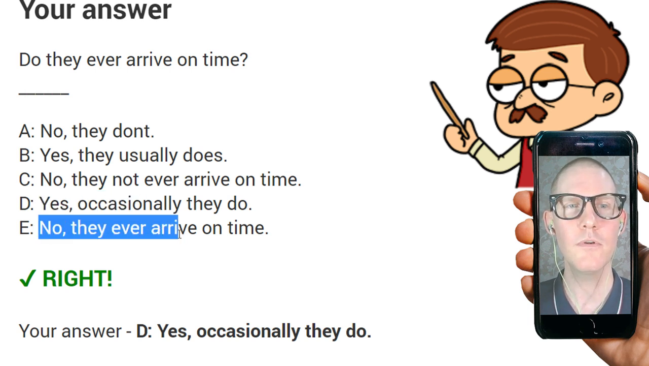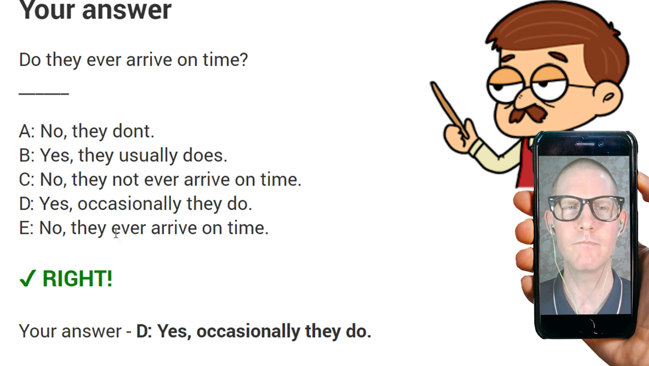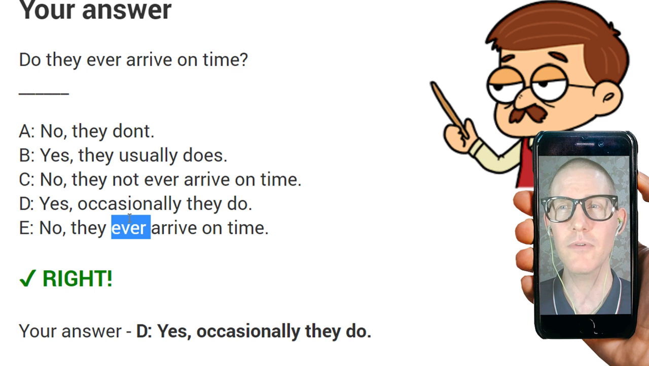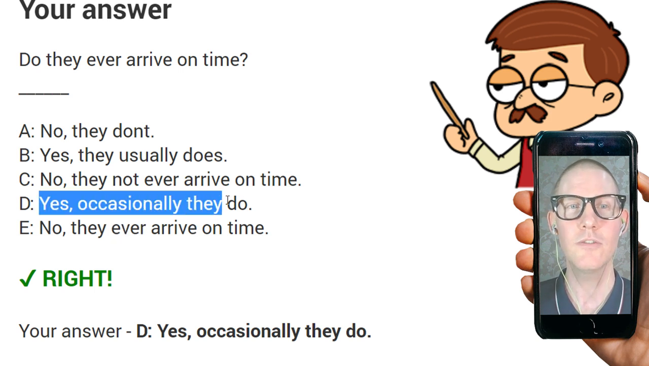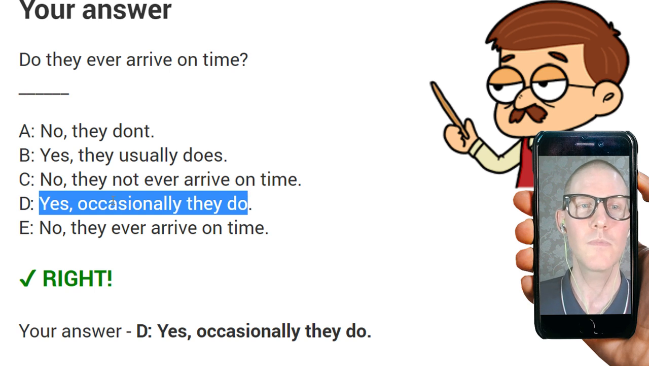E, they ever arrive on time. Well, we're not looking for ever. We're looking for a negative. We're looking for never, right? So if it said, do they ever arrive on time? No, they never arrive on time. It would be right, but ever is not working. All right, so D is the right one.